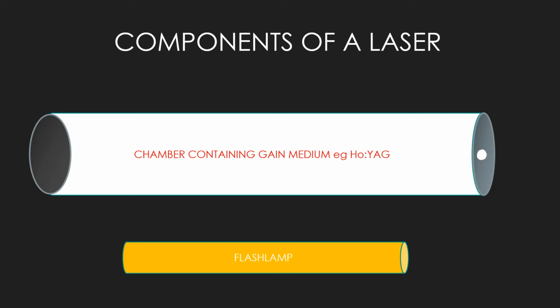The second component that we need is an energy source to supply energy to the gain medium. This is usually a flash lamp, such as a xenon flash lamp, or it could be another laser. So how does all this work?